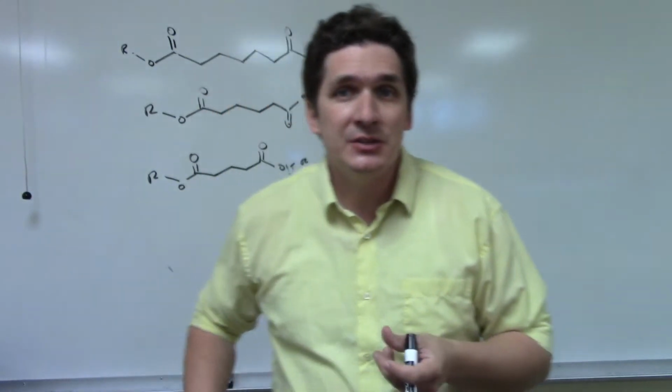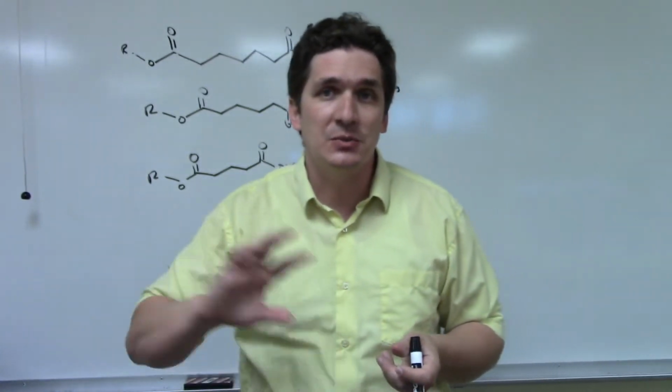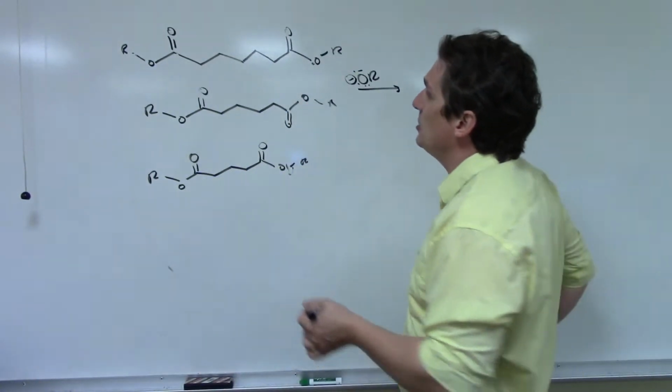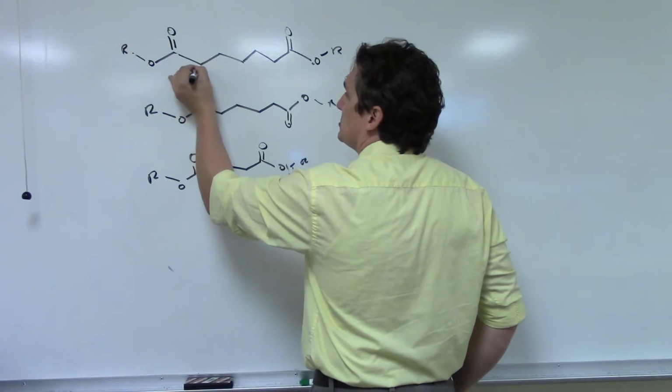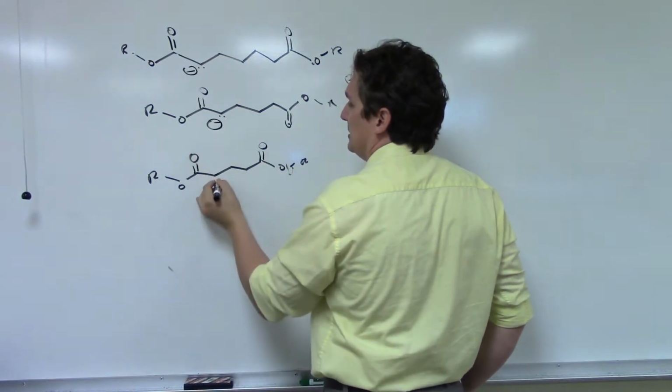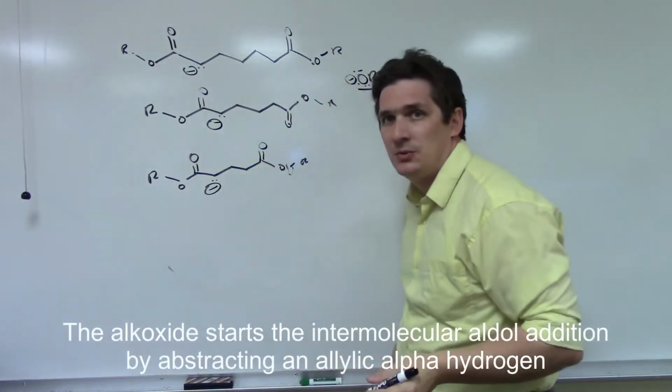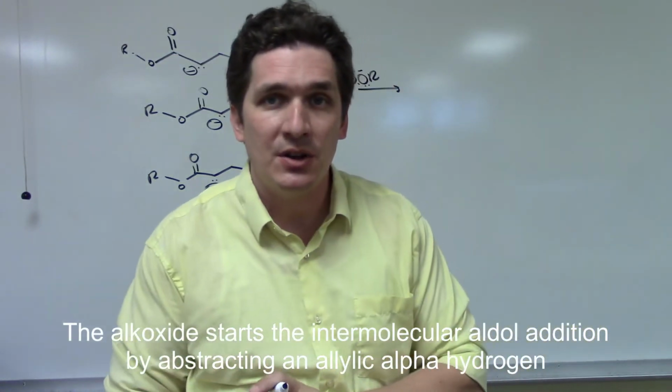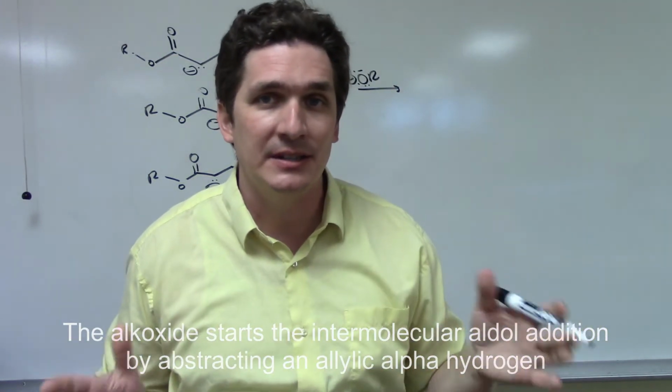But what we need here is a really strong base. So if we use hydroxide, this will convert these to carboxylic acids. We don't want that. Instead, we're going to use the alcohol. What the alcohol is going to do is it's going to abstract the hydrogen from an allylic carbon. So again, we're going to stay simple here. We're going to focus on basically symmetric diesters.